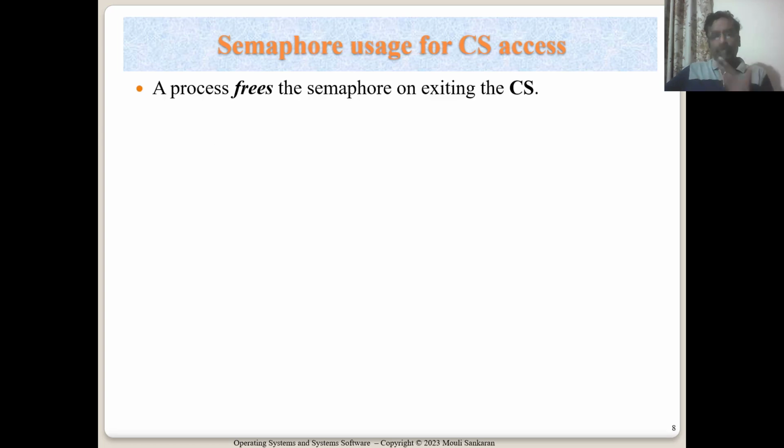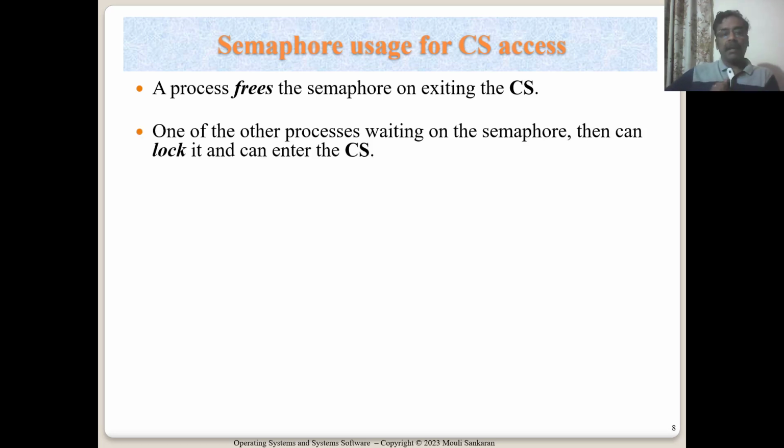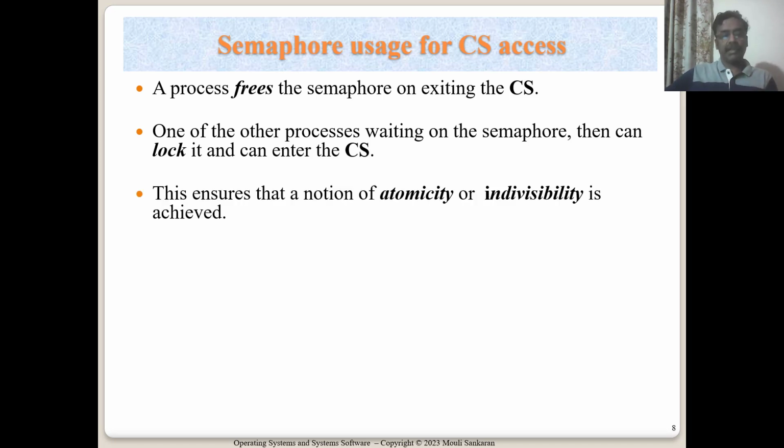Now, what are the different usages? We'll see. A process frees the semaphore on exiting the CS. This is expected of the proper behavior, right? You are supposed to exit the CS. One of the other processes, I am assuming here a binary semaphore, waiting on the semaphore can then acquire it and enter the critical section. This ensures that a notion of atomicity or indivisibility is achieved.